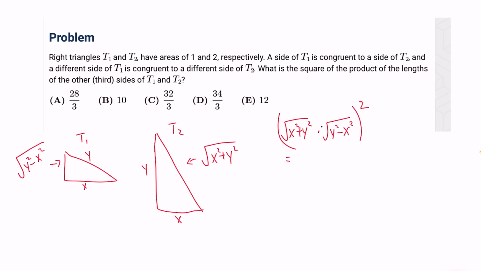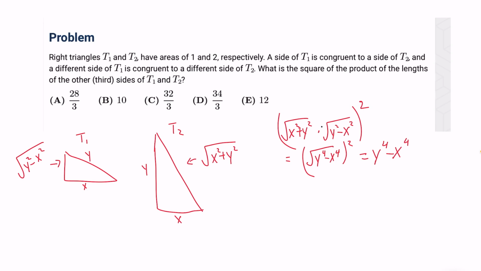Okay, so to do this, I'm going to multiply what's inside the square roots first, and that is just the square root of y to the fourth minus x to the fourth. And then squaring this, we get just y to the fourth minus x to the fourth. So basically that is what we're trying to find.